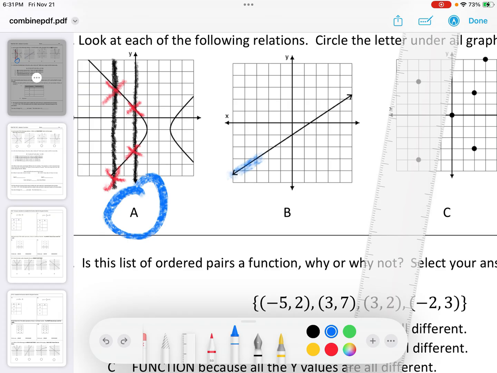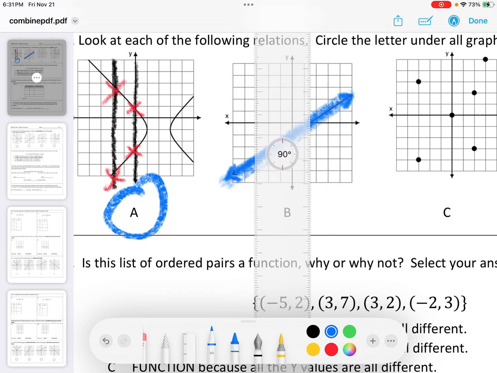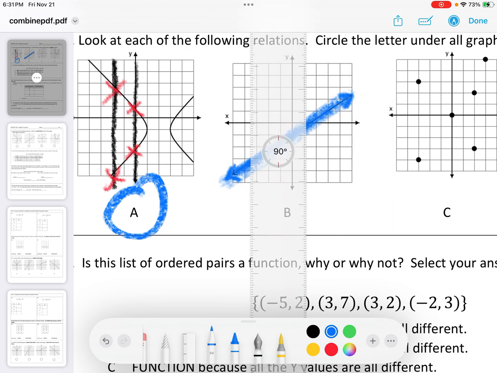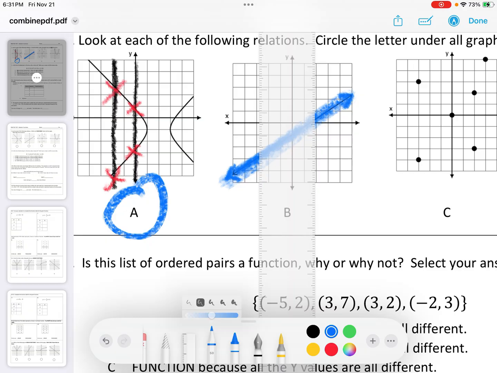This crayon is kind of a mess, huh? Let's just make tiny little arrows because we don't want that to confuse us, do we? Let me get a real skinny crayon here for the edges. Okay. All right, so we're going to move our ruler here and see if there's any place where it crosses twice. Well, there isn't. So it passes our vertical line test.